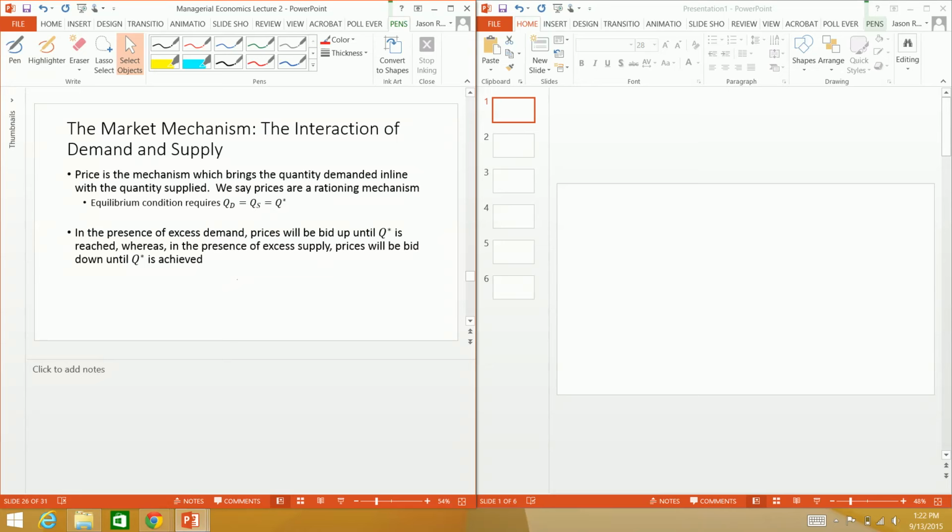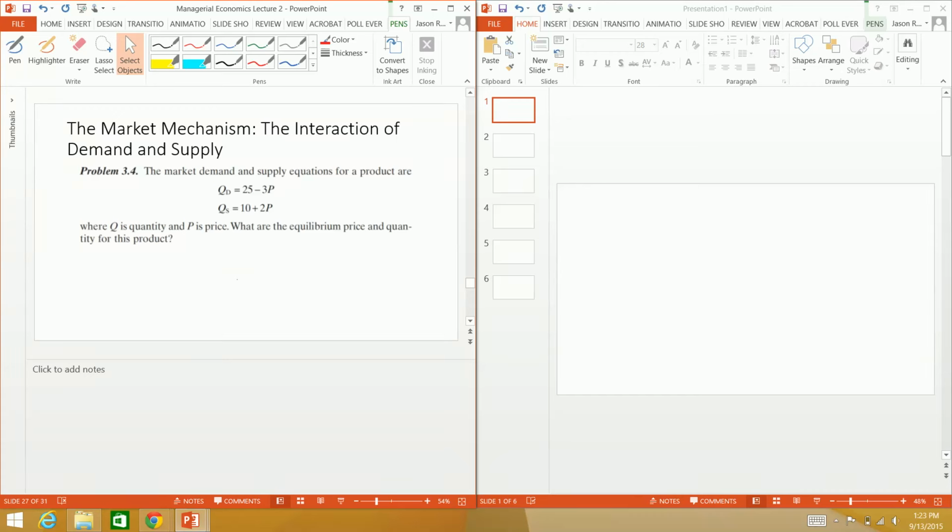So we say that prices are essentially this rationing mechanism. And so for us, the equilibrium condition requires that the quantity demanded is equal to quantity supplied is equal to Q star, this equilibrium quantity. So in the presence of excess demand, prices will be bid up until we reach Q star. And if we have excess supply, prices will be bid down until we reach Q star. Again, this is in the event that there's no government intervention.